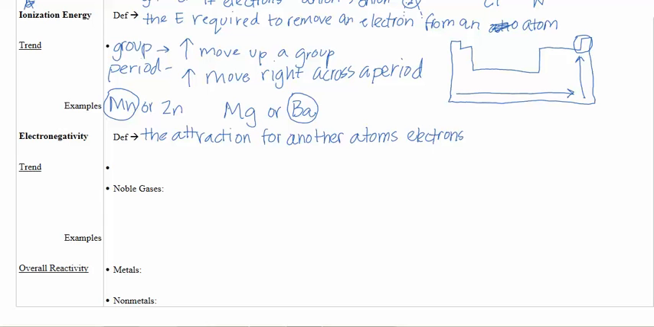Because if I have a high attraction for another atom's electrons, I'm going to take those and we are going to be bonded together. So we'll talk about that then. But it's the attraction for another atom's electrons. So an element with a high electronegativity is more likely to take electrons, and an atom with a low electronegativity is more likely to lose electrons. So that's how that works.